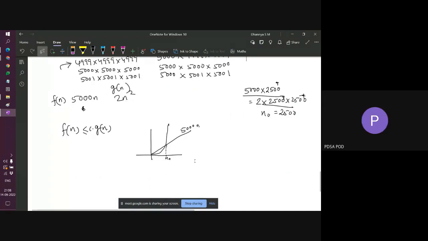Ma'am, should we only be worried when n cube passes the other function? No. See, what we are trying to say is which function will take more time when n tends to infinity.